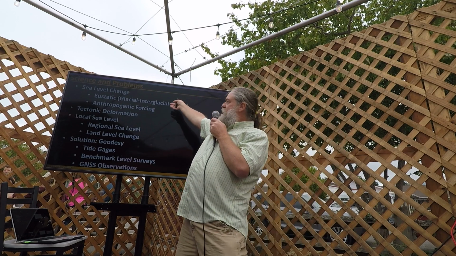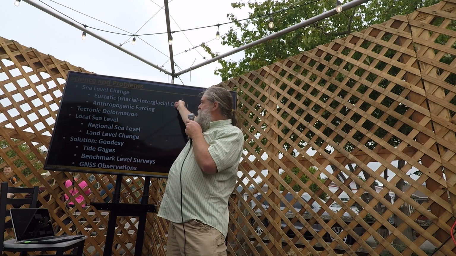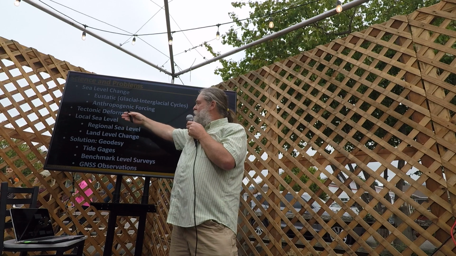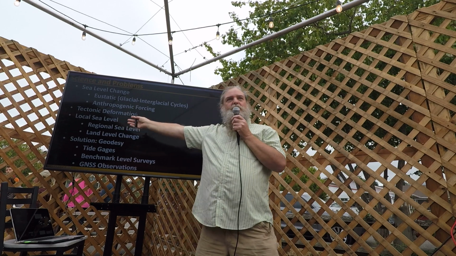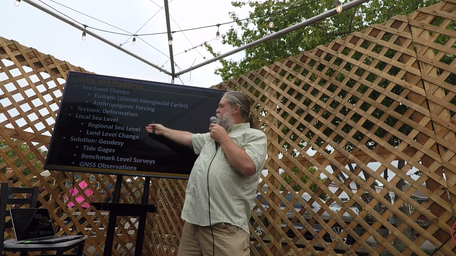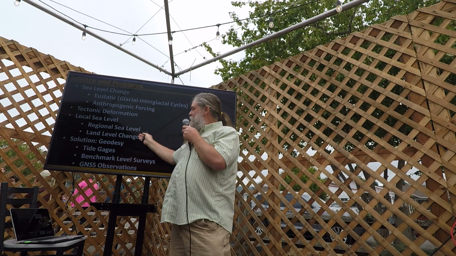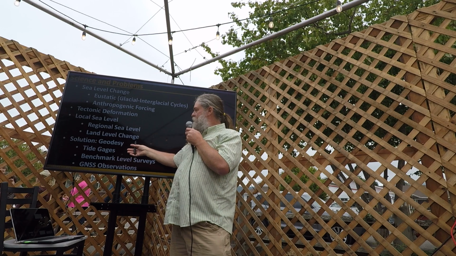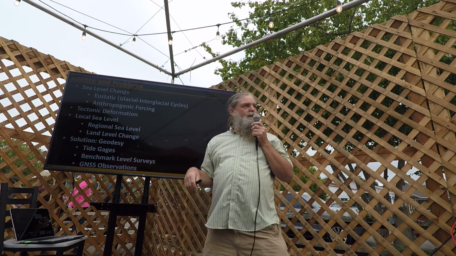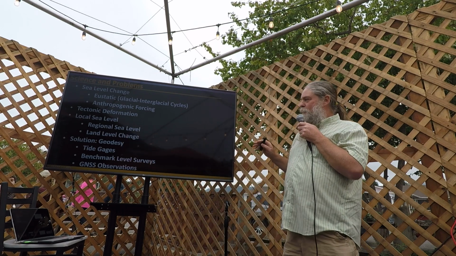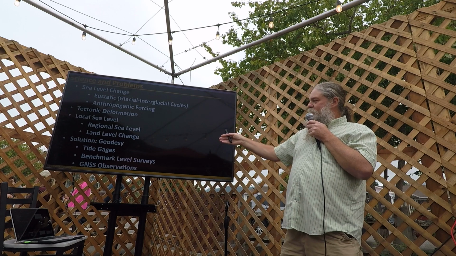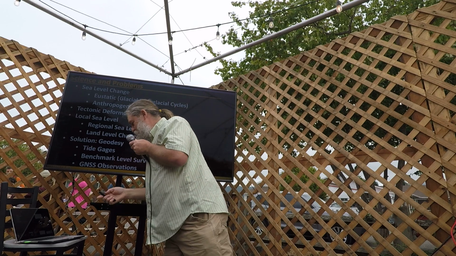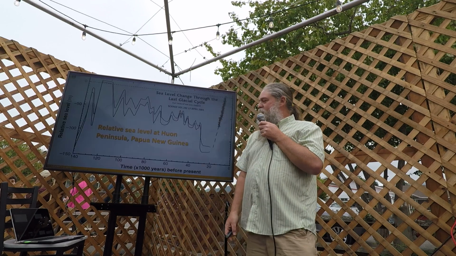And here's sort of a summary of the science and the problem. So we have sea level change based on glacial, interglacial cycles and anthropogenic forcing. We've got tectonic deformation. Just want to mention what local sea level is. Local sea level is a combination of the regional sea level and land level change and whatever other factors you're going to be considering. Our solution to look at this is to apply geodetic methods, and we use tide gauges, benchmarks, and GNSS observations.